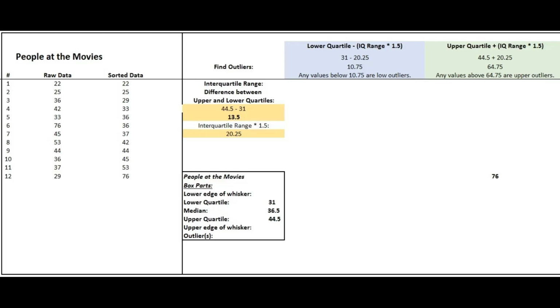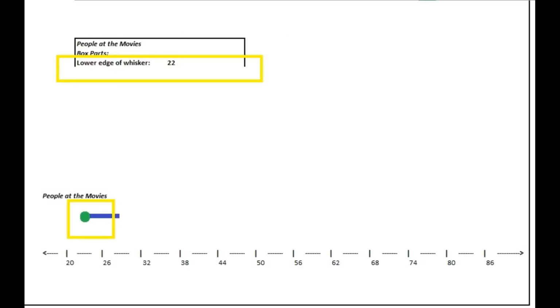The 76-year-old is our outlier, but I'm still glad he was there in the theater, so we can finish filling in our box. Our lower edge of our whisker is 22. Our upper edge is 53, and 76 is our outlier. Whenever you have an outlier, you use the next lowest number, the one that's closest to the boundary point of 64.75 without going over. So that's 53. Now we can start to build that box.